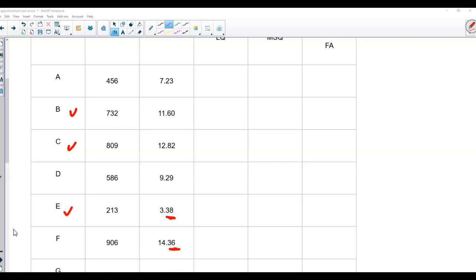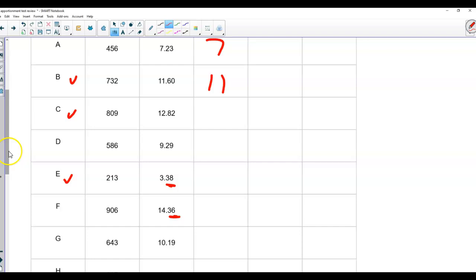Quota. So the lower quota is 7 and 11, so that's a total of 18.